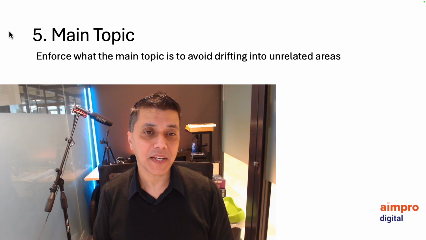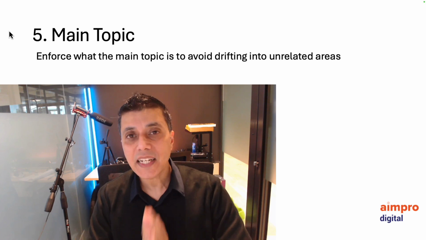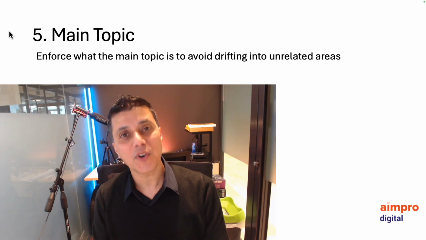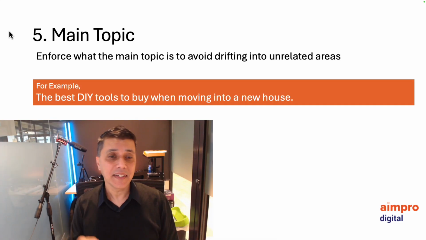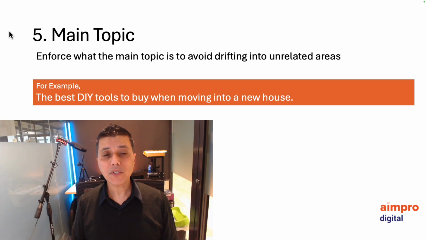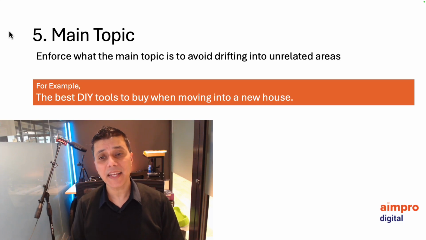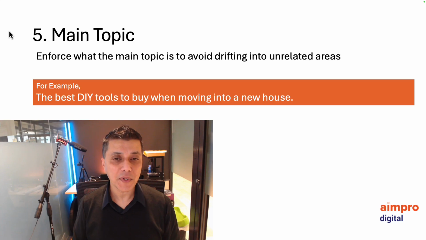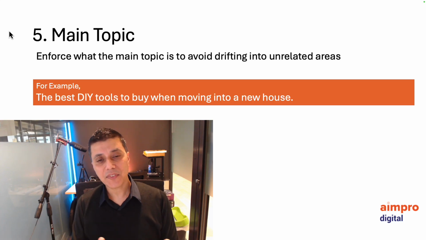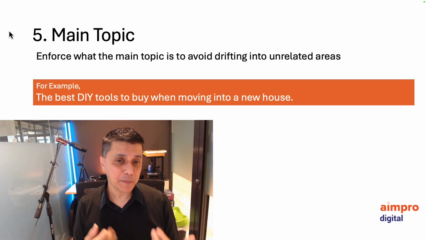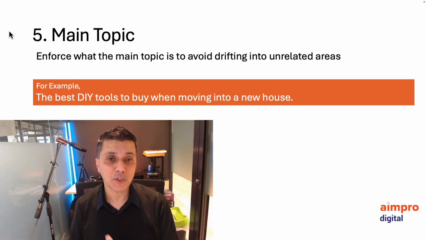What's the main topic? Now you want to make sure that ChatGPT really understands what your blog is about. So you want to take away any ambiguity. So the blog I want to write is the best DIY tools to buy when moving into a new home. Obviously, you would replace any of the examples I'm giving you, like for example, best tools to buy, with whatever you want the blog to be about.